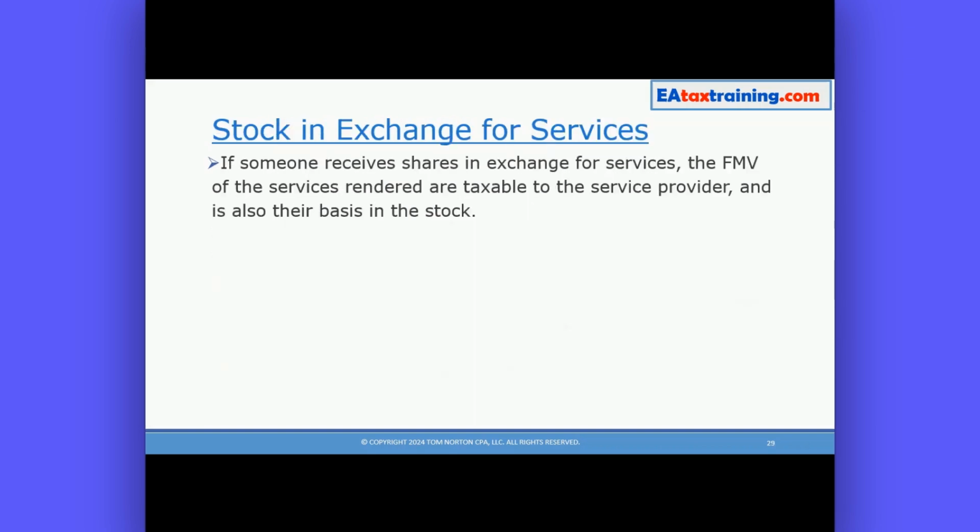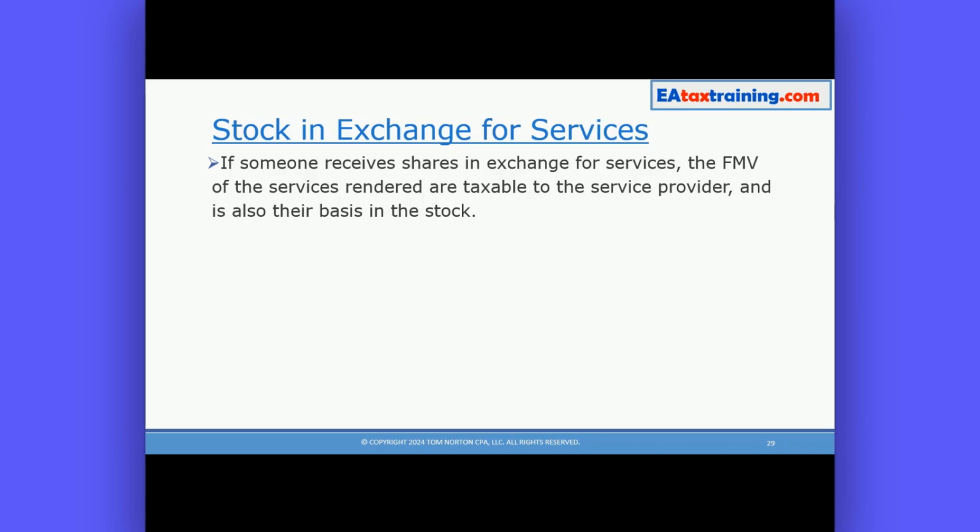It is possible for an individual to receive shares of stock in exchange for services rendered. If they do that, then the fair market value of the services they rendered are taxable to the service provider and also becomes their basis in the stock. So we'll use an example.